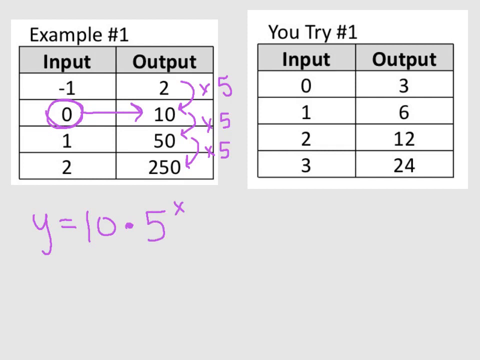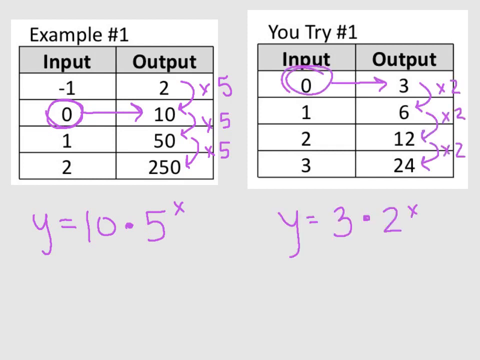What I would like you to do now is pause the video and try this next table on your own, and then restart the video to see if you had the correct answer. Hopefully you got y equals 3 times 2 to the power x.